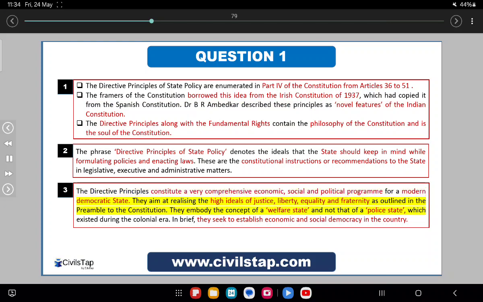They aim at realizing the high ideals of justice, liberty, equality and fraternity as outlined in the preamble to the Constitution. They embody the concept of a welfare state and not that of a police state which existed during the colonial era. In brief, they seek to establish economic and social democracy in the country.